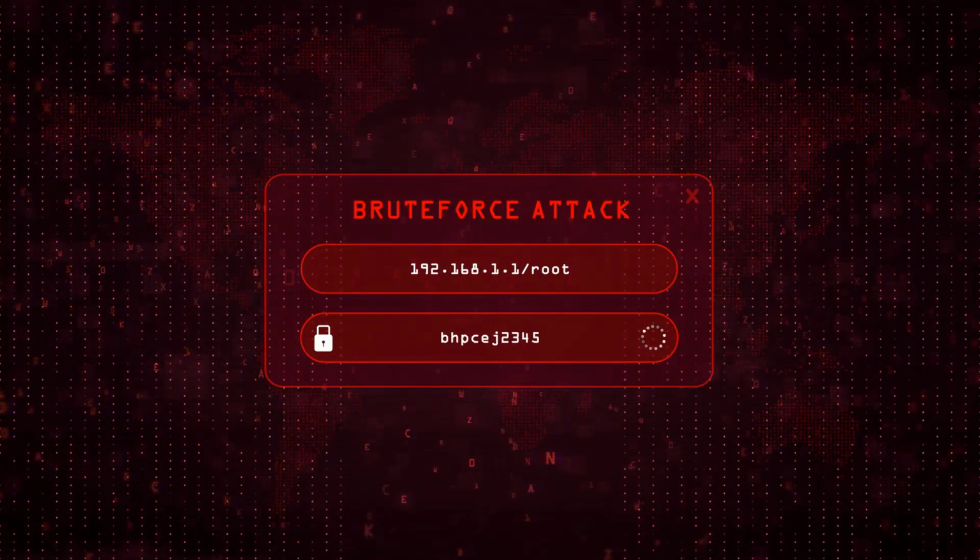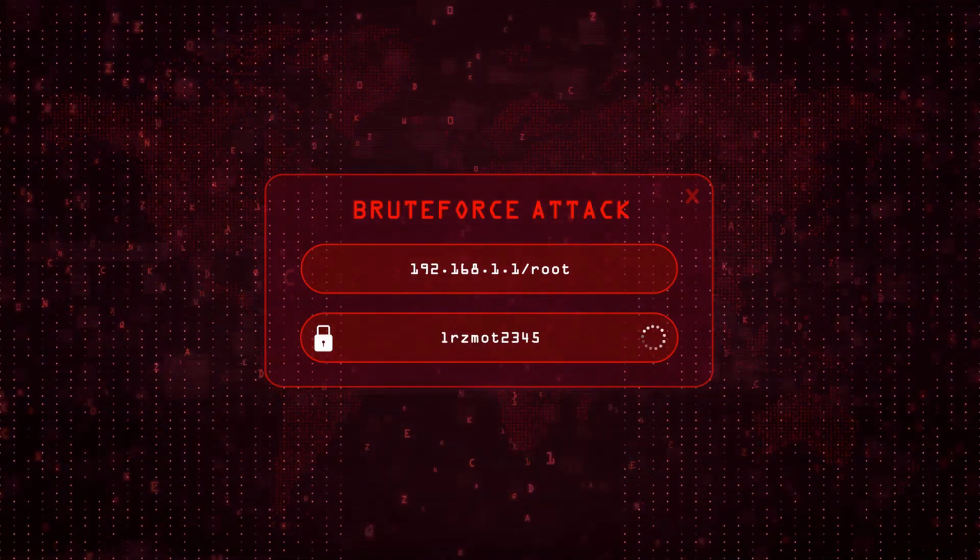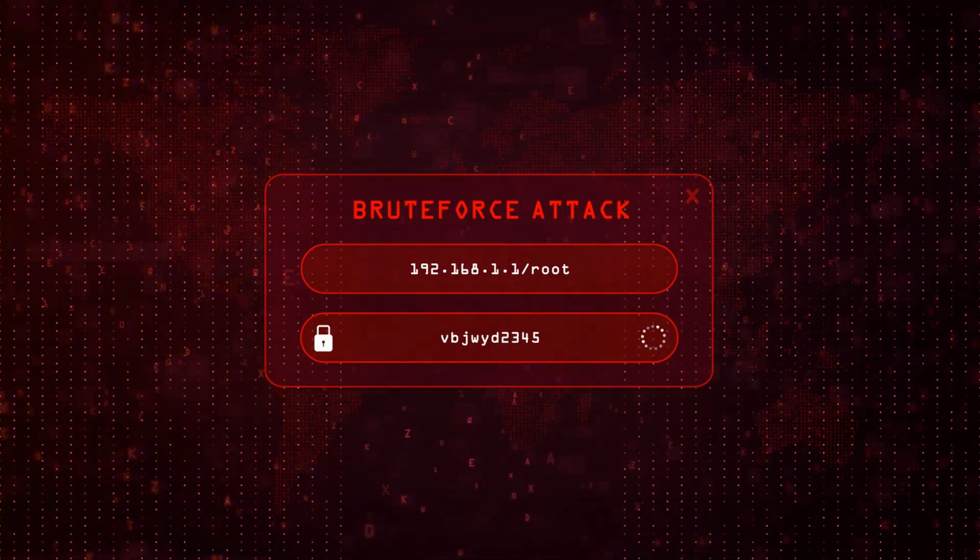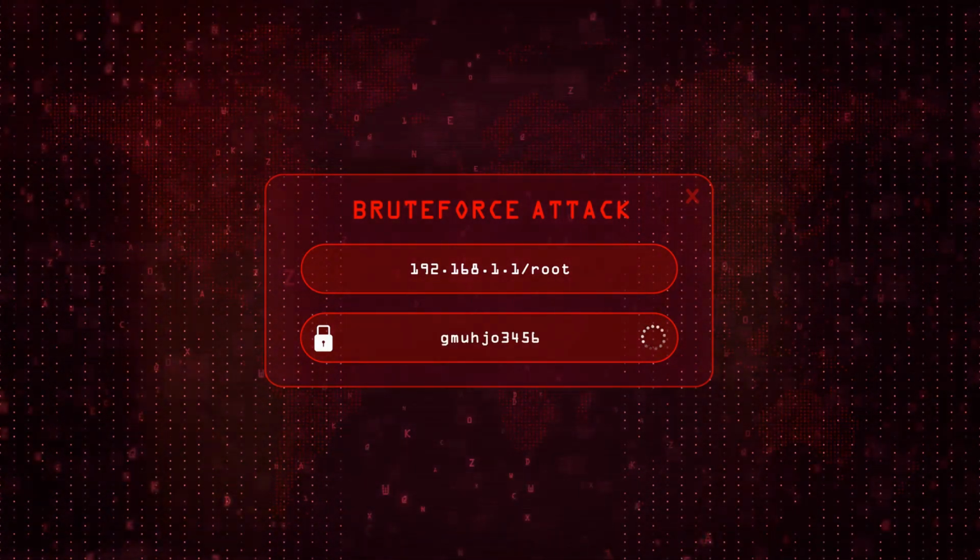First, we have the brute force attacks. These are as straightforward as they sound. Attackers attempt to guess the secret key by trying all possible combinations.